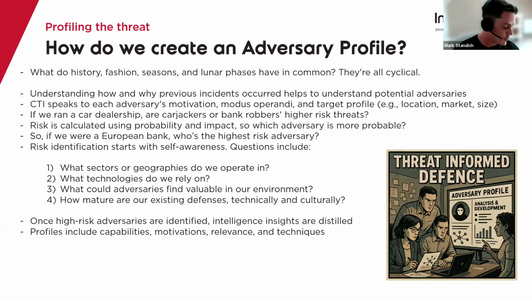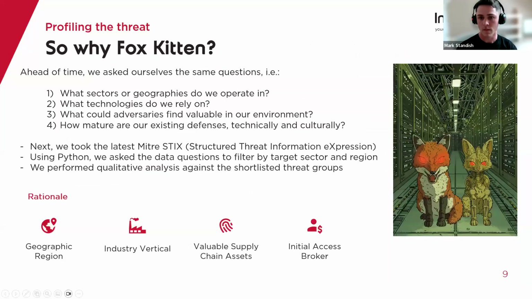And going back to making the otherwise unmanageable volume of cyber threat intelligence accessible, what we're trying to do is create variables through which we can filter down to our highest risk adversaries. So why Fox Kitten?